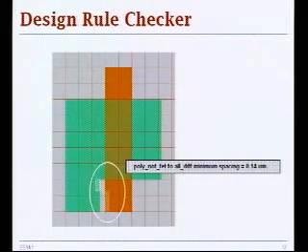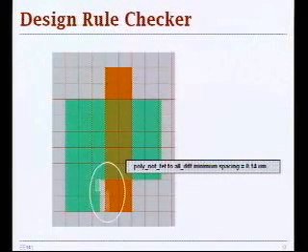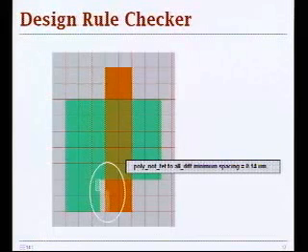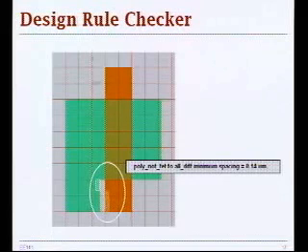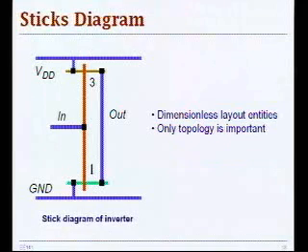So all you need to do is basically do the DRC check once on that cell and make sure that all of its instances are then also valid. And then, of course, you need to check for the interconnections between all the cells, but that's simpler than doing the entire flat DRC check.